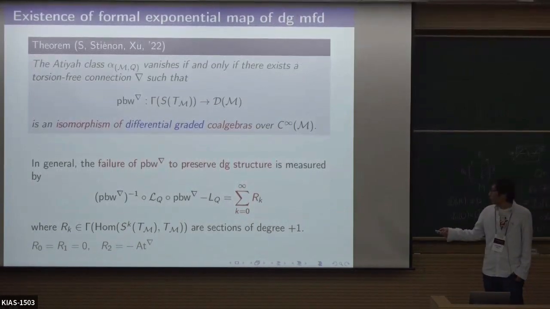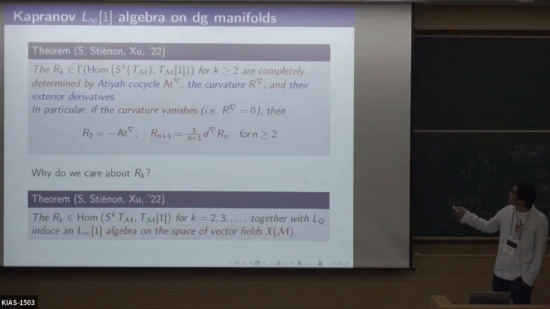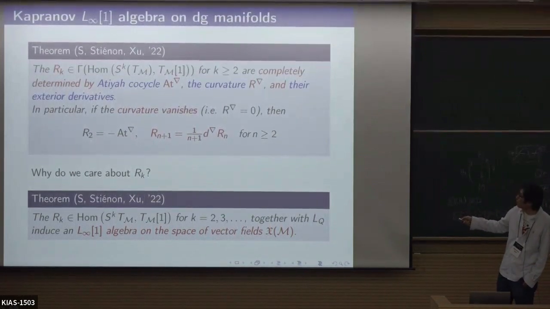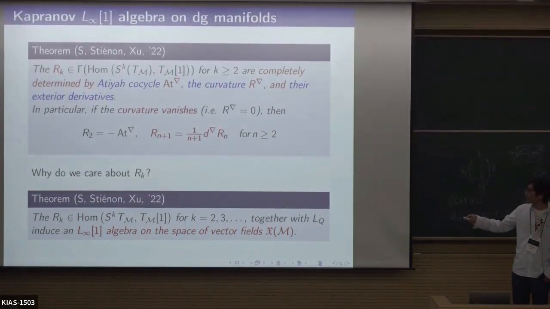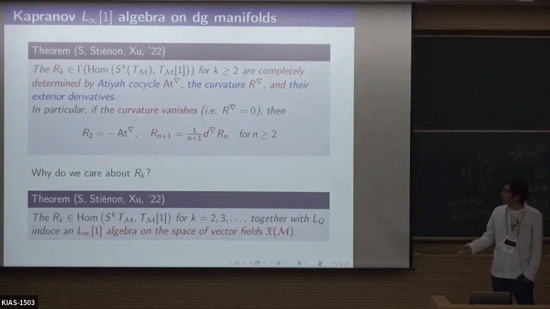Okay, so we look at this failure, and then we realize that these R_k, R2, R3, R4, well, R2 is the Atiyah cocycle, and the higher ones are completely determined by its curvature and their exterior covariant derivatives. And if curvature vanishes, then we have a nice formula like this. That's something we figured out. And then why do we care about this R_k? Why do we care about this failure?